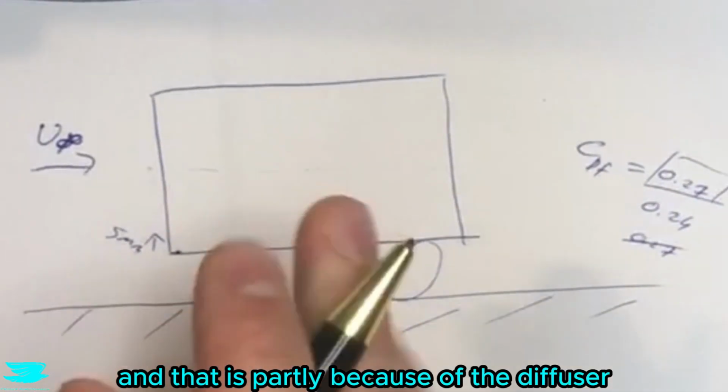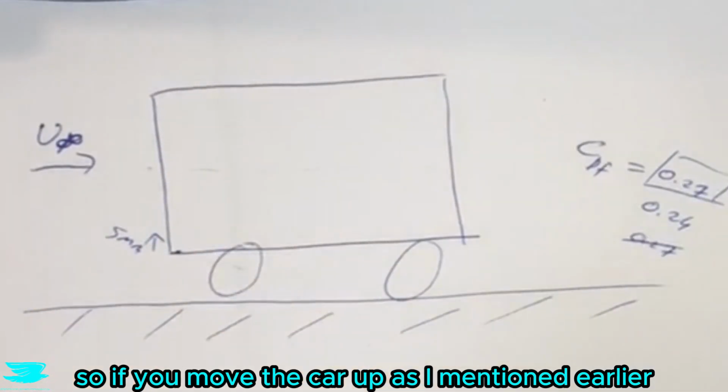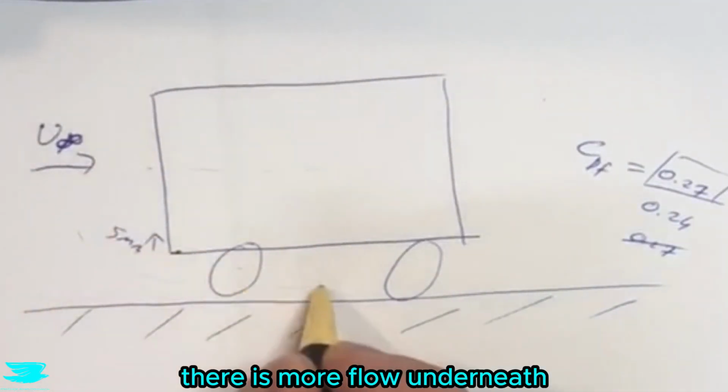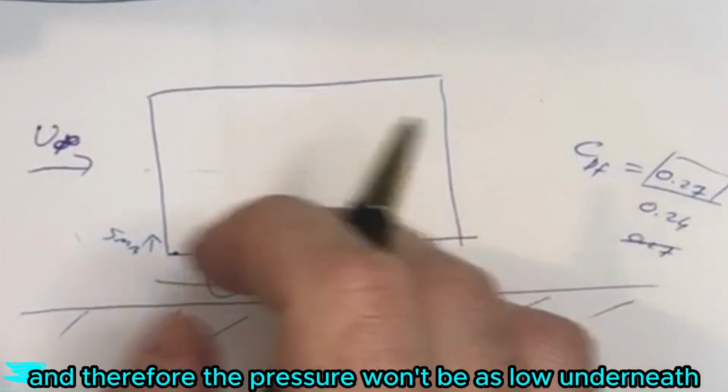And that is partly because of the diffuser and partly because of the underbody. So if you move the car up, as I mentioned earlier, there is more flow going underneath, and that means that it's not going to accelerate as much. It doesn't have to be squeezed as much, and therefore the pressure won't be as low underneath.